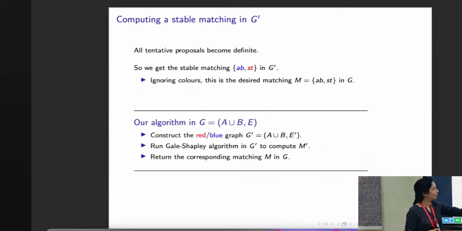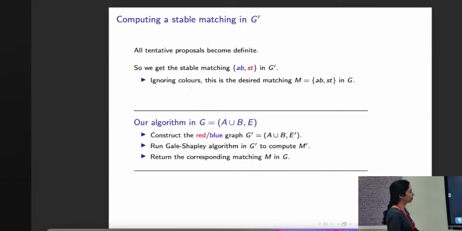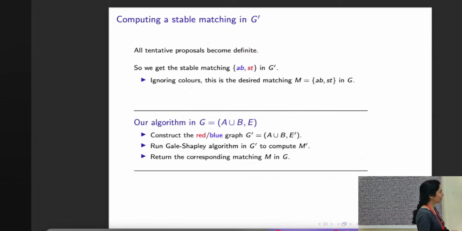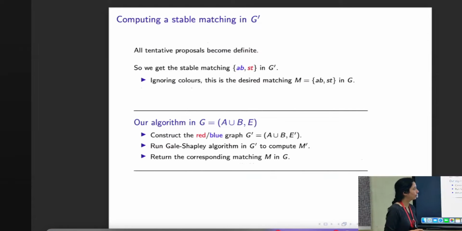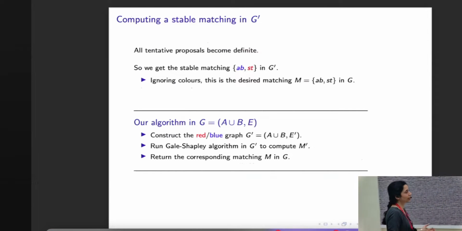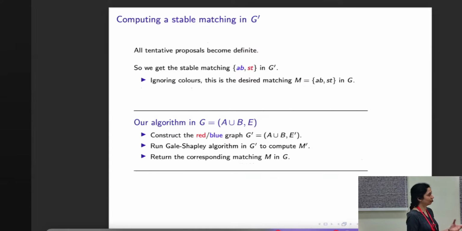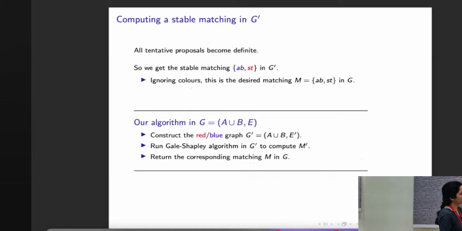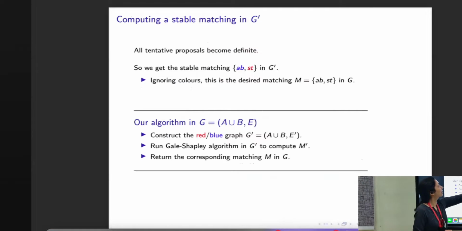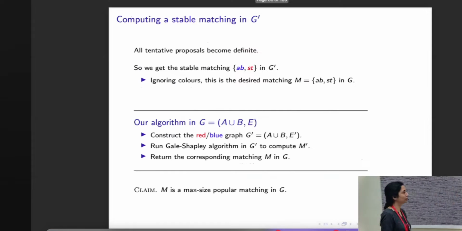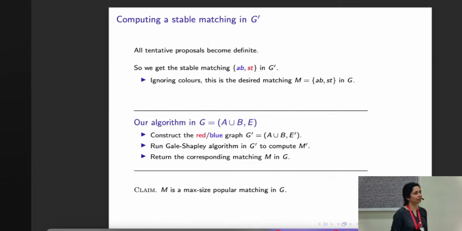Given any bipartite graph where vertices have strict preferences over their neighbors, let's construct the red-blue graph. Run Gale-Shapley algorithm in this red-blue graph. You will get a stable matching. Ignore the colors. So the difference between M prime and M is, this is a colorful matching, you have just ignored the colors. And the claim is, this always works. So it's just Gale-Shapley algorithm, but not in the original graph, in this red-blue graph.